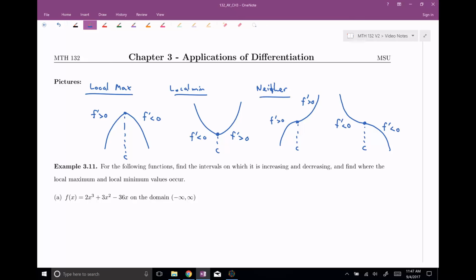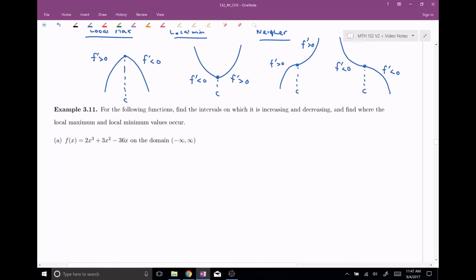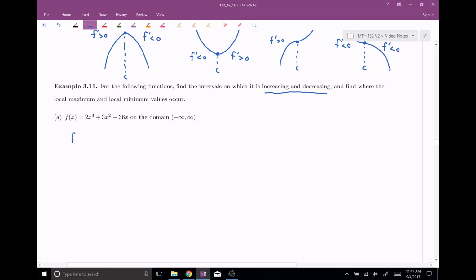All right, so let's actually get some practice applying these things. So an example here, I'd like to consider the following functions, figure out the intervals in which they're increasing and decreasing, and then find where we have local maximums and local minimums. All right, so increasing and decreasing, these have something to do with the derivative and if it's positive or negative, right? So okay, let's go ahead and find the derivative here. f prime of x is going to be 6x squared plus 6x minus 36. And in order to figure out where it's increasing, decreasing, I'm interested in the sign of this thing, right?